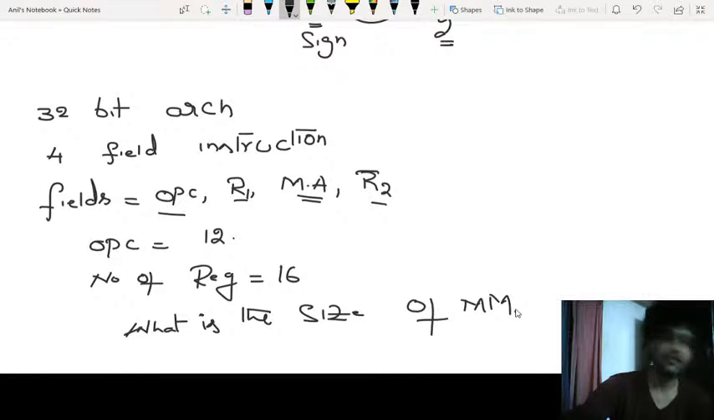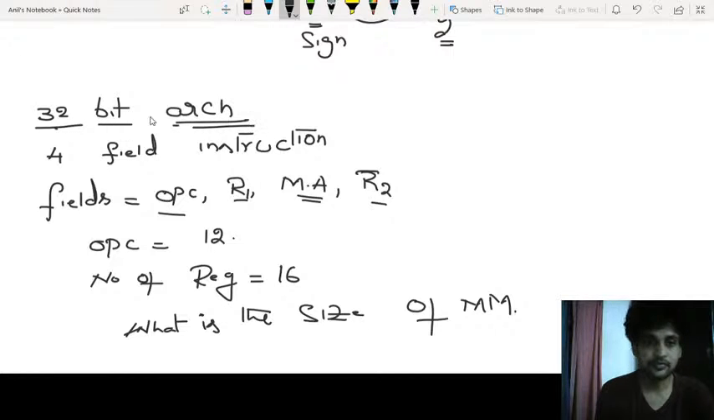Answer me. This is the question. It is a 32-bit architecture with a 4-field instruction, meaning our instruction has 4 fields. Those fields are opcode field, register 1, register 2, and a memory address. There are a total of 12 opcodes. There are a total of 16 registers in the system. Based on these details, you need to find out what is the size of the main memory in the system.